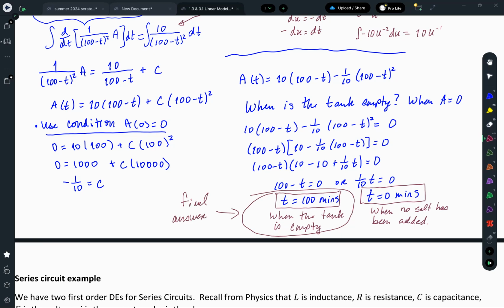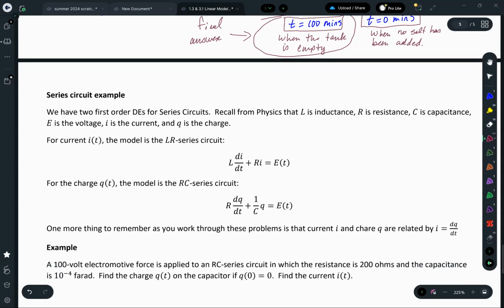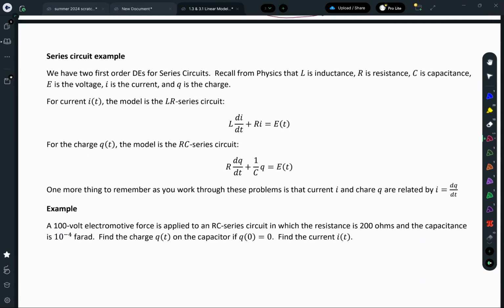Okay, last example is a series circuit example. And in this one, we have two first-order differential equations for series circuits. And so we need to recall some things from physics or maybe possibly learn them for the first time. We need to know what all the letters mean. The letter L represents the inductance on a circuit. R is resistance. C is capacitance. E is the voltage. I is the current. And Q is the charge.